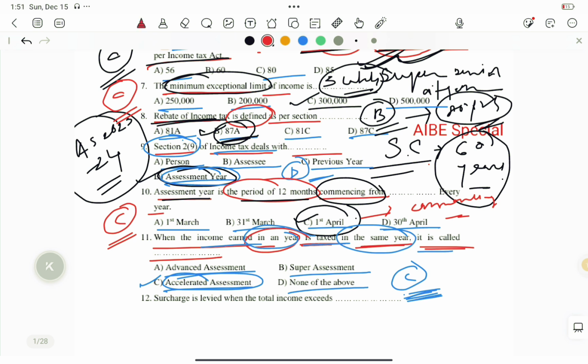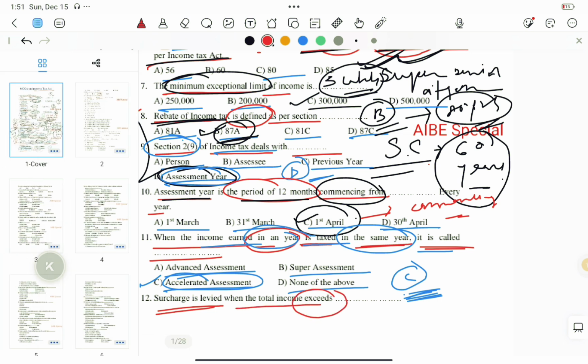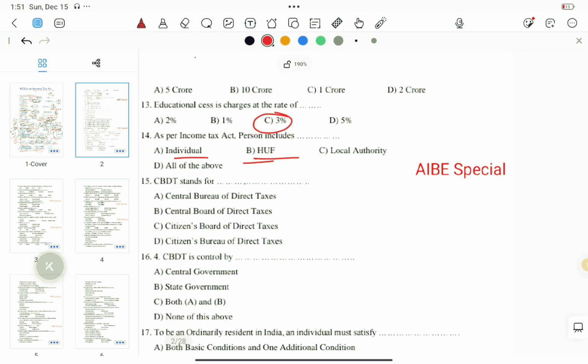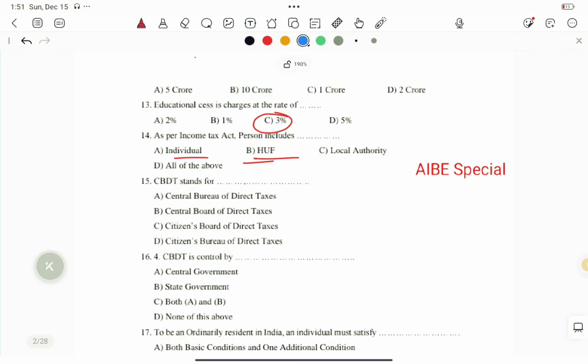The next question is surcharge is levied when the total income exceeds dash. Let's see the options. The options are rupees 5 crore, rupees 10 crore, rupees 1 crore and rupees 2 crore. So in this case the correct option would be option C, that means 1 crore. Okay, so now moving to the next question.